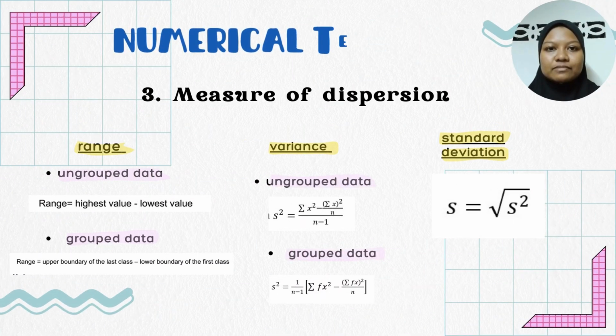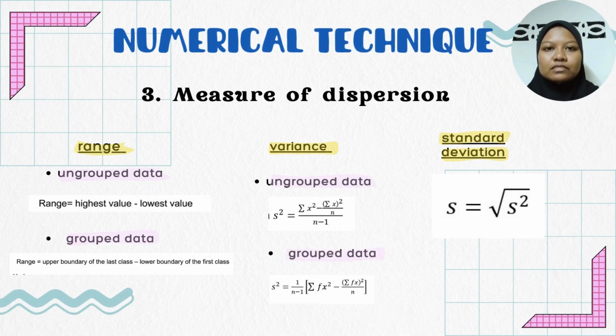The third type is measure of dispersion. It is to calculate the average degree of dispersion from the mean of the data. There are 3 types of measure of dispersion. The first one is range. Range is the difference between the highest and the lowest data, and it uses extreme values. It can be calculated on both grouped and ungrouped data by using the formula below.